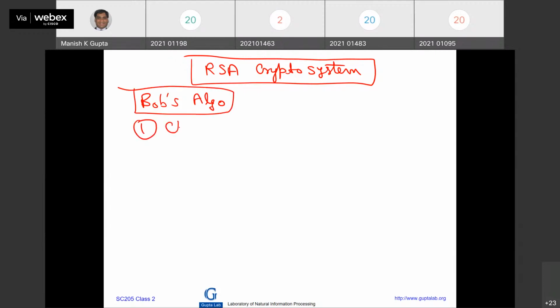First, choose large prime numbers, P and Q. Now you have to watch it carefully. Slowly, carefully, observe its beauty. Observe the beauty of this, okay? So, choose large prime numbers, P and Q. P and Q are large prime numbers, fine.